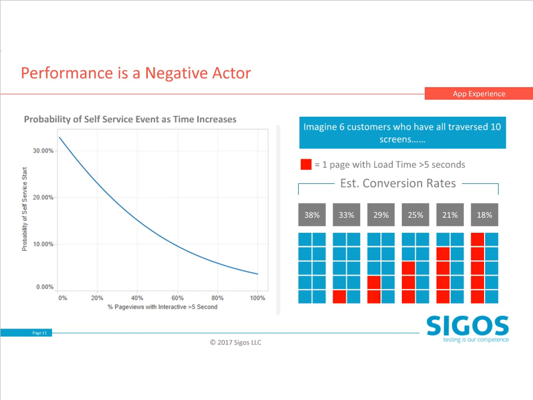And we can see that over here on the right as well. So imagine 6 customers who all traverse 10 screens. So we see that the conversion rates drop dramatically as users experience slower and slower load times.